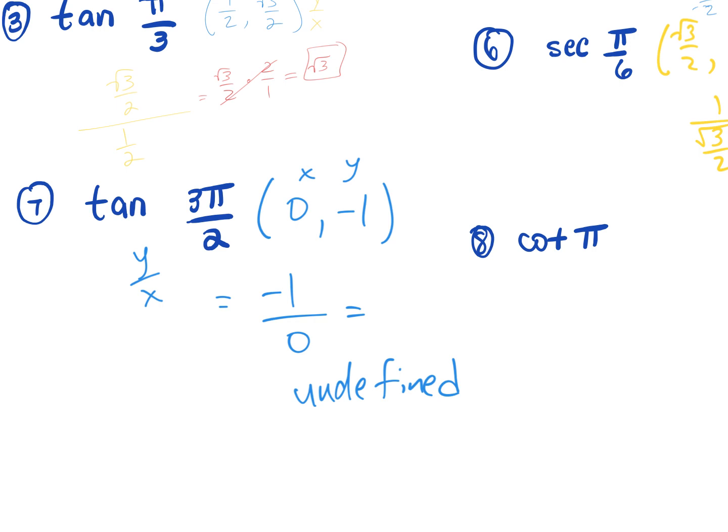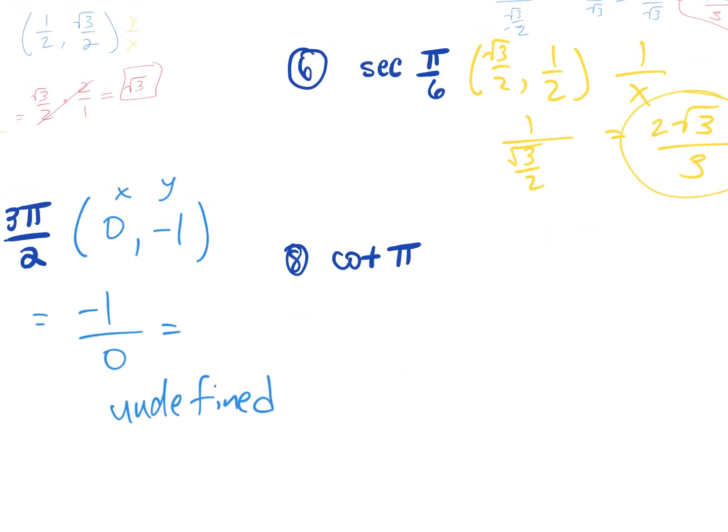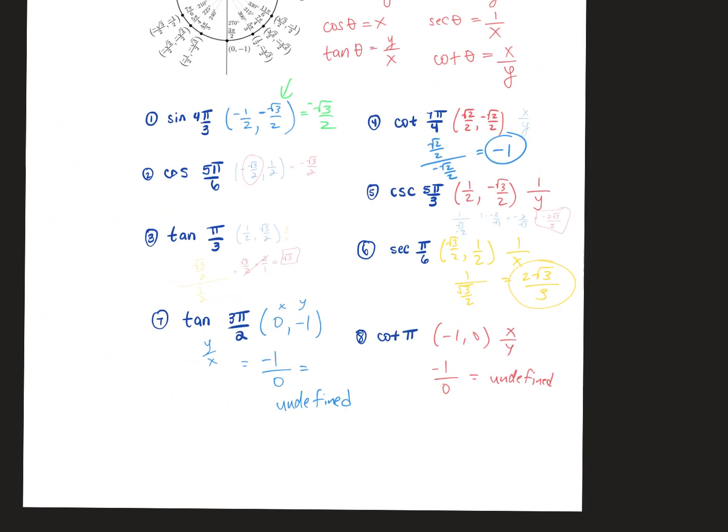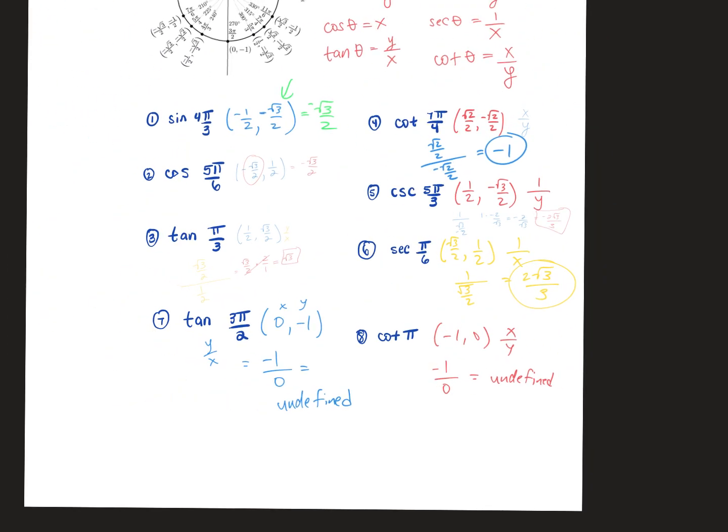Undefined. Good. So let's look at pi. What's the ordered pair at pi? Negative 1, 0, right? So what is cotangent? X over y. So take the x value, negative 1 over 0. What is the cotangent? Undefined. If you have a number in the numerator and a 0 in the denominator, your answer is undefined. What if it's the other way around? Then it's 0. Good.